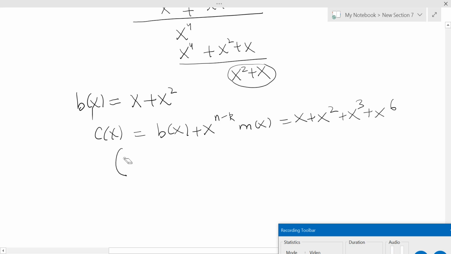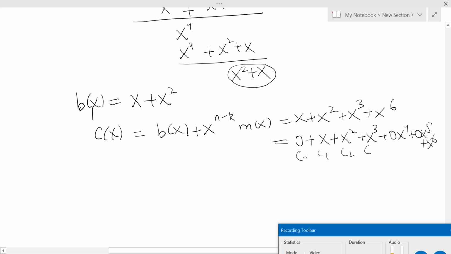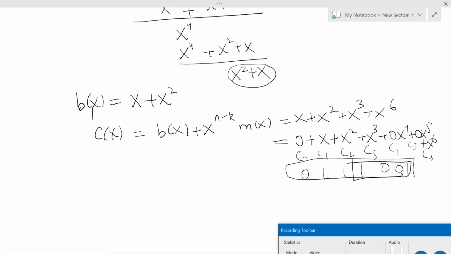Now you write the coefficients properly. So the constant term is 0. Then you have x plus x square plus x cube plus 0 times x4 plus 0 times x5 plus x6, right? So these are your C0, C1, C2, C3, C4, C5, C6 coefficients. So the code is 0, 1, 1, 1, 0, 0, 1, right? See, it is systematic. This is your message part. Okay, so we have got the code word.